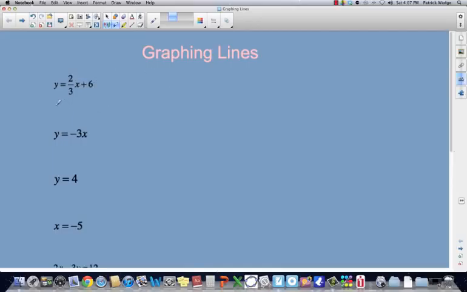Hopefully you recognize that this is in the form y equals mx plus b. This is slope-intercept form, right? This right here is the slope, and this right here is the y-intercept. We love it when equations are in this form. We can just go ahead and graph them right away.